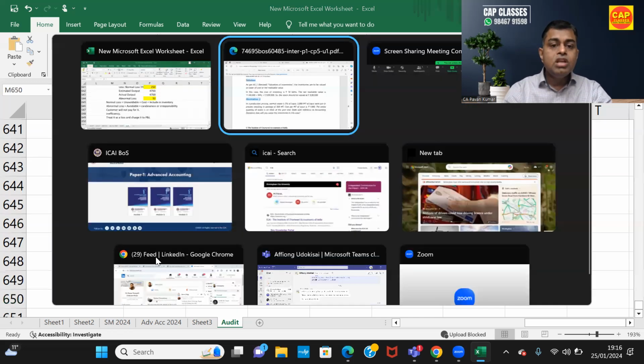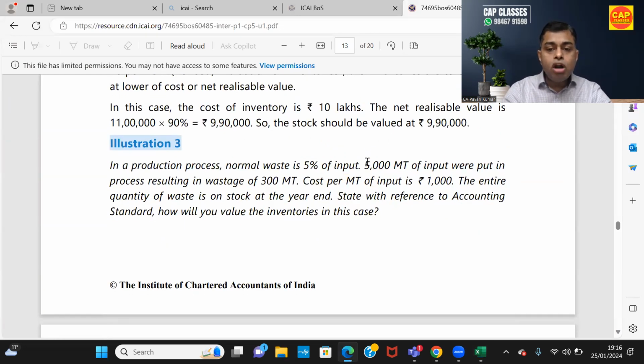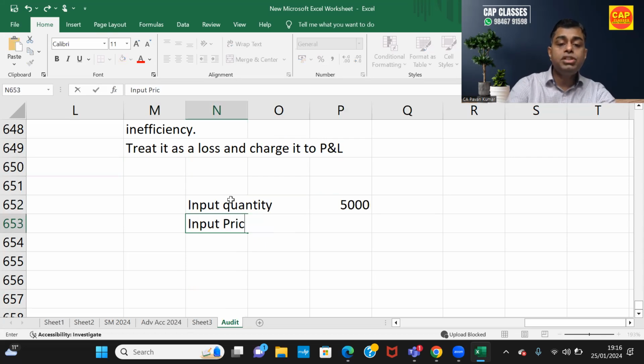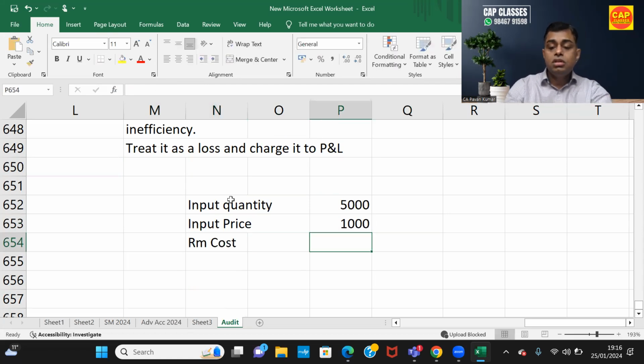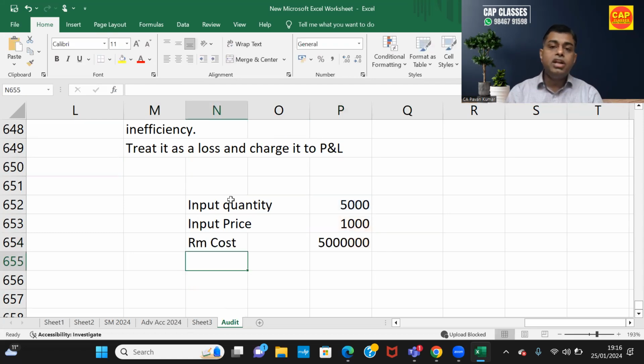Okay. Now, for normal loss, you need to inflate the price. So, how much did you buy? 5,000 metric tons. What is the cost per metric ton? 1,000. So, input quantity, how much? 5,000 tons. Input price, how much? 1,000 rupees per metric ton. So, raw material cost, how much? This into this. It must be 50 lakhs. So, 50 lakhs worth of raw material you bought.